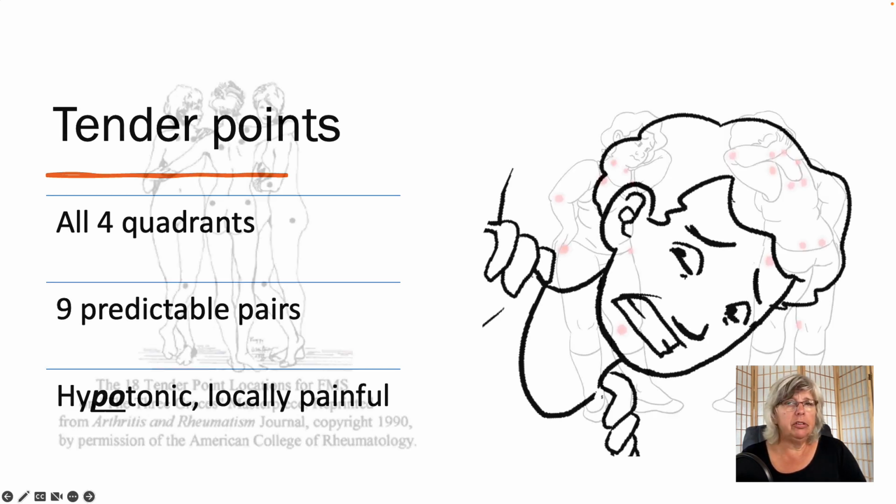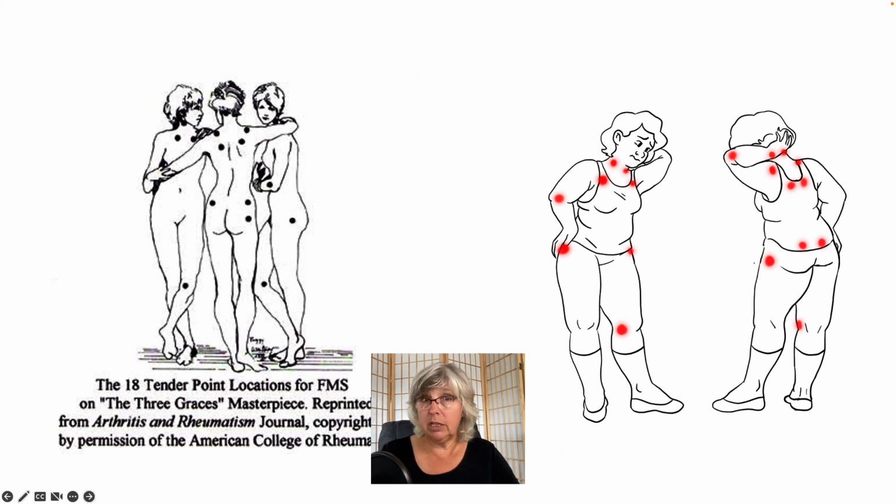And that helps to distinguish them from trigger points, which tend to be hypertonic and to refer pain to distant areas in the body. So here are a couple of different tender point maps. I think these are a little more interesting than the typical person in anatomical position that we see.